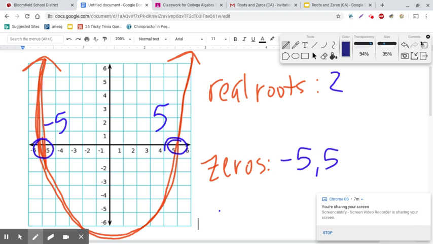Guys, this is it for today. You have a worksheet on this. You just got to tell us how many real roots there are and what are the zeros. Tomorrow we will start something else, but for today, this is all you really have to do.